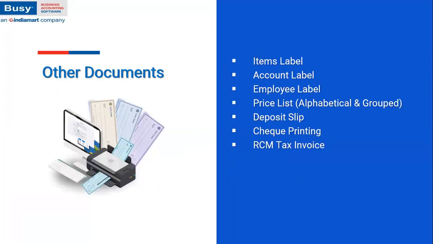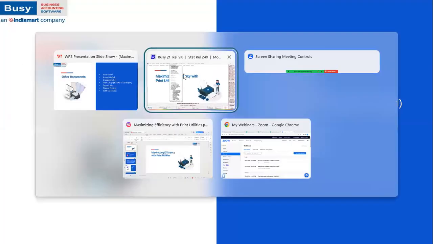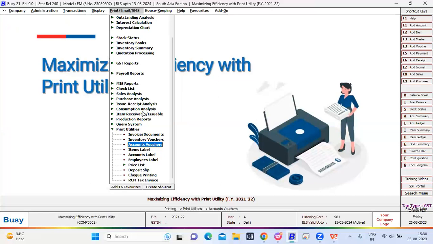After that, another document that can be printed is item label. So I'll show you in Busy how you can print the item label. For that, I have to go to Print, Email, SMS, Print Utilities. The fourth option is item label.